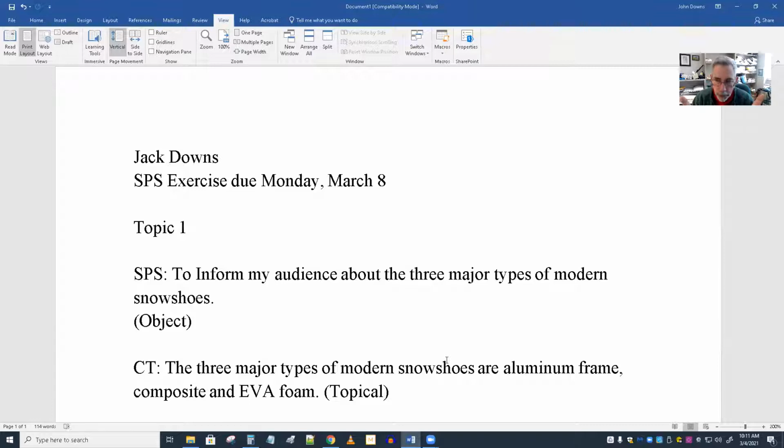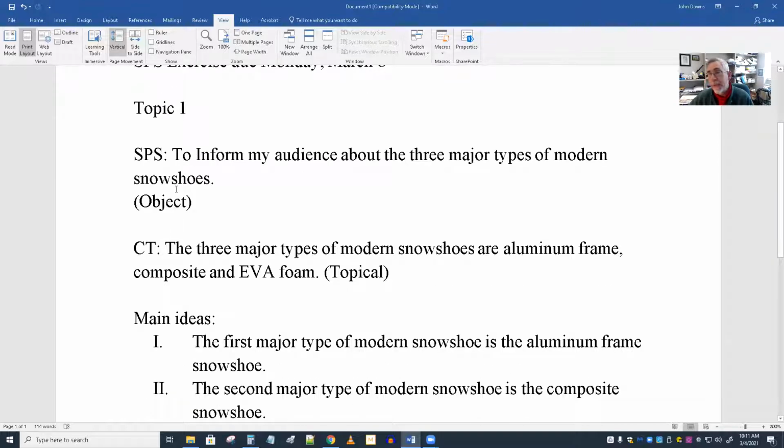You have to brainstorm some ideas. These have to be informative presentation ideas, only informative. General purpose: inform throughout. Good. So I've done 1 of them. I've written out my paper like this. And topic 1, the SPS says, I've used this example a lot of times, I'm sorry, but anyway, to inform my audience about 3 major types of modern snowshoes. And I'm labeling it object.